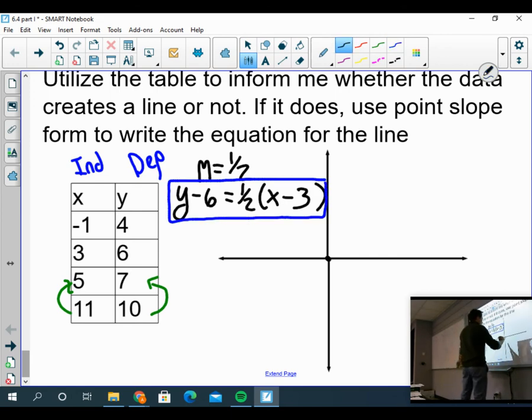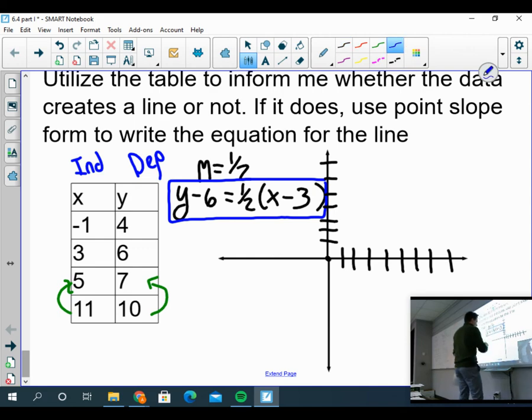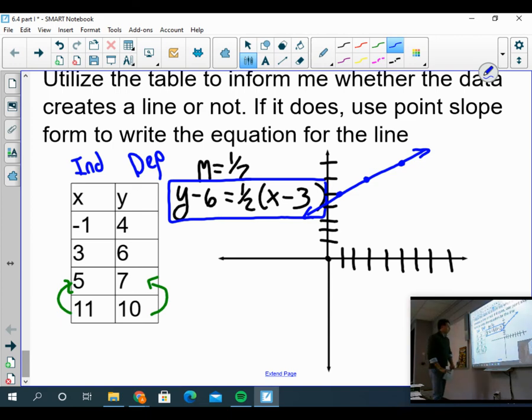If I wanted to graph it, what I would do is I would go to my point, 3, 6, and I would simply go up 1 over 2. I could go down 1 and left 2. And there's my line. What's really cool about this is if I kept plotting points, I would eventually find that all of these points will fall right in line with that line I have created.